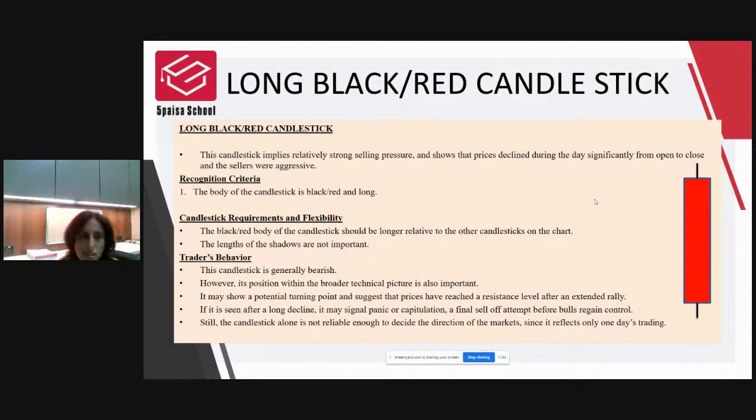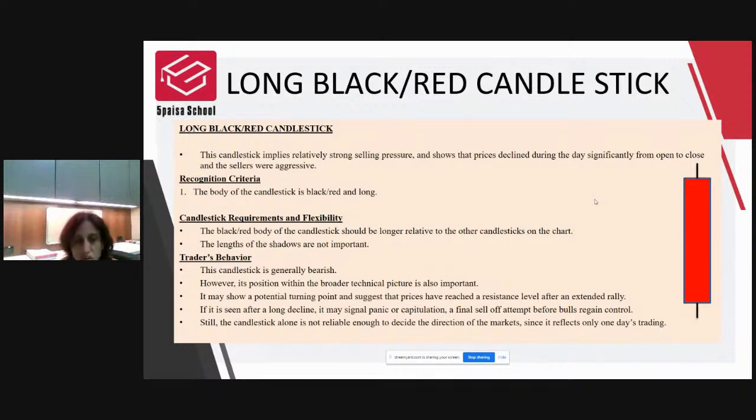The trading behavior is generally bearish in nature. However, its position within the broad technical picture is equally important. It may show a potential turning point, suggesting that the prices have reached a resistance level after an extended rally. So you have to be very, very careful about what kind of candlesticks existed prior to that day's candlestick, which is showing a long black candlestick or red candlestick.